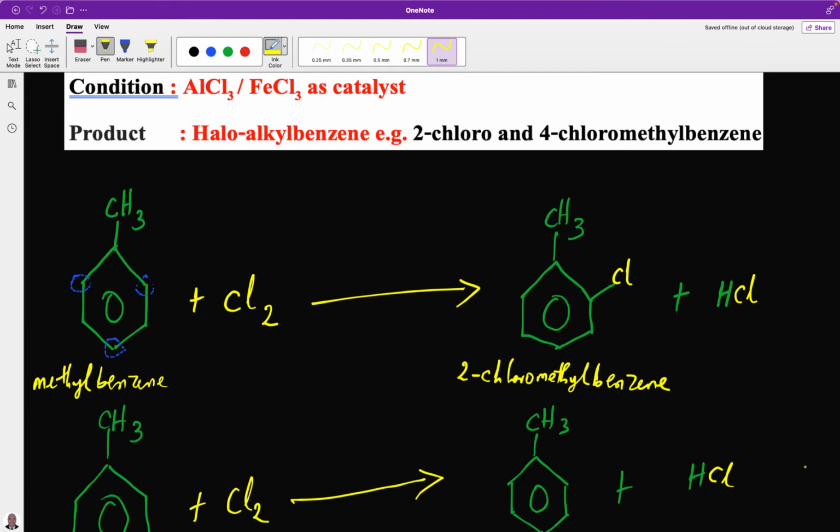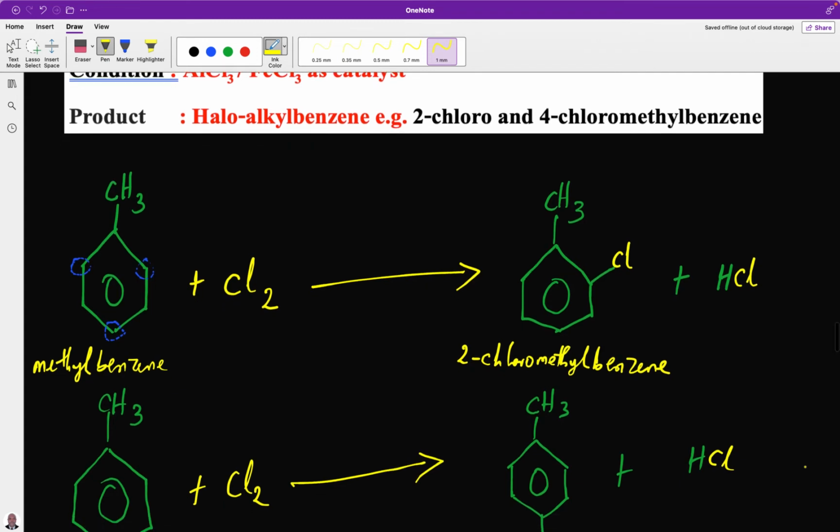any incoming group, for instance chlorine, is being directed for electrophilic attack at the second, the fourth, and the sixth position. So for that reason, we call this group 2,4,6 directing, because that is where electrophilic substitution is taking place. We will move to the next group.